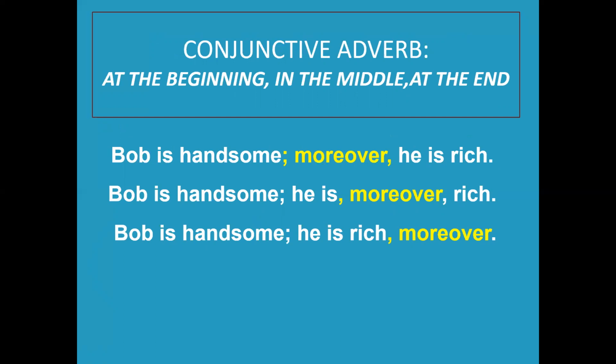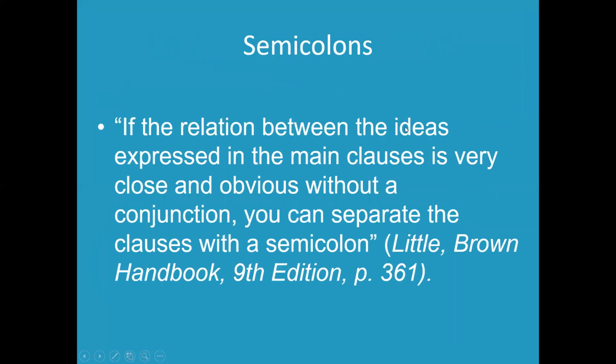So we have this example on the screen. Bob is handsome. Moreover, he is rich. The second type is Bob is handsome. He is, moreover, rich. Or Bob is handsome. He is rich, moreover. So in this way, we can use conjunctive adverbs in the sentence.